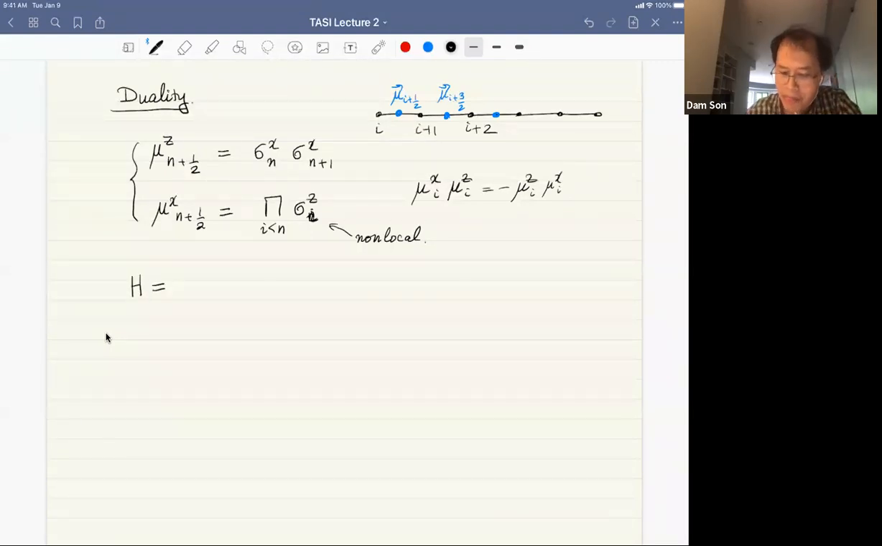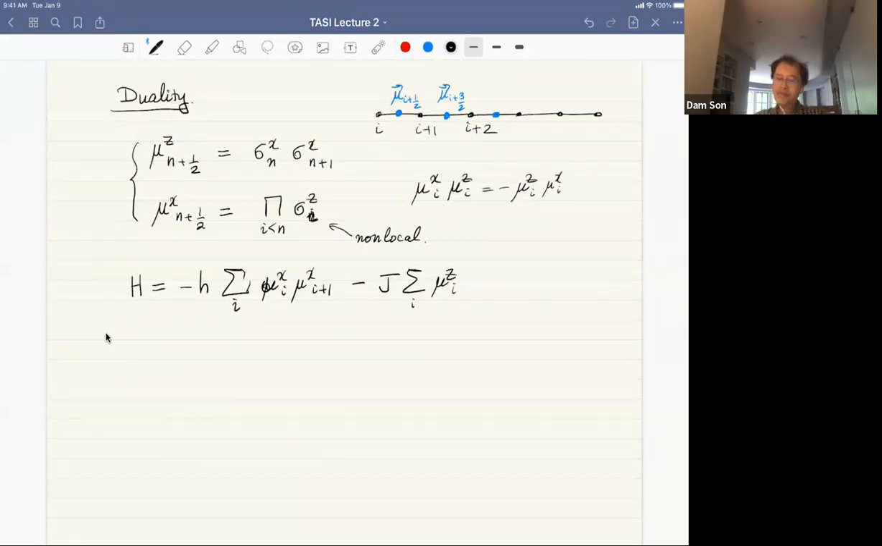And then one can write down the Hamiltonian. So now you see the minus h times sigma z term in the other representation can now be written as the sum over i of mu x i mu x i plus one, minus j times the sum over i of mu z i. So that the second term is mapped to the first term in the previous Lagrangian is pretty obvious, but that the first term in terms of mu x i and mu x i plus one also maps to the second term in the previous Lagrangian is almost trivial.